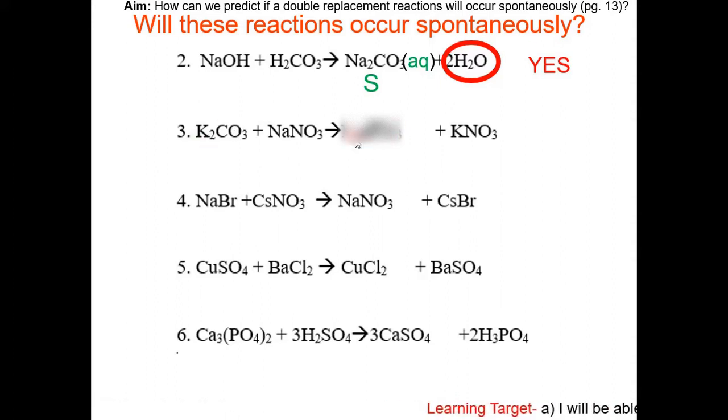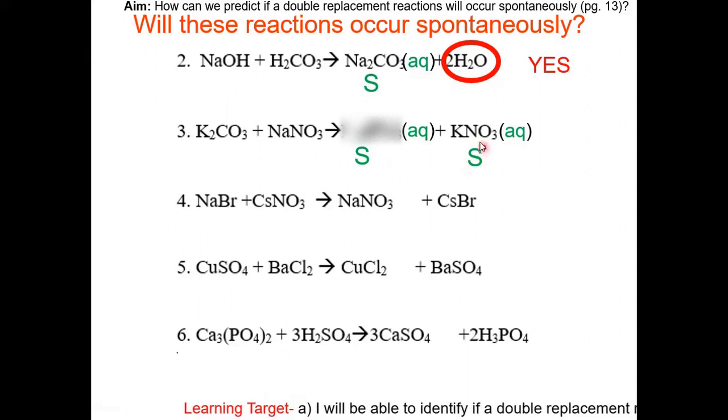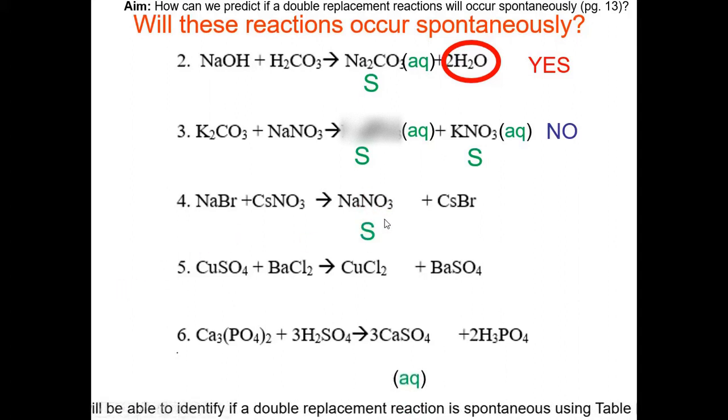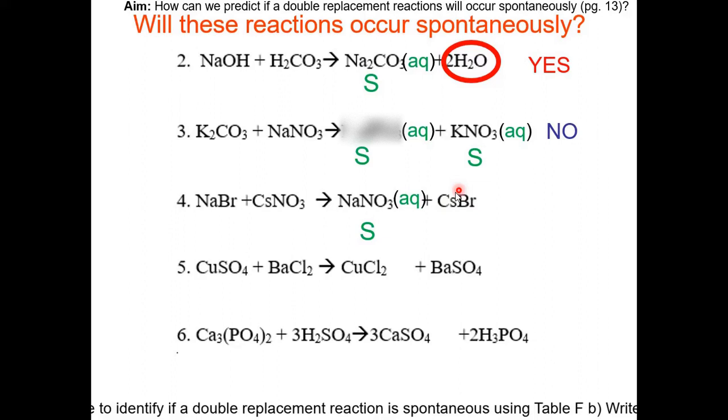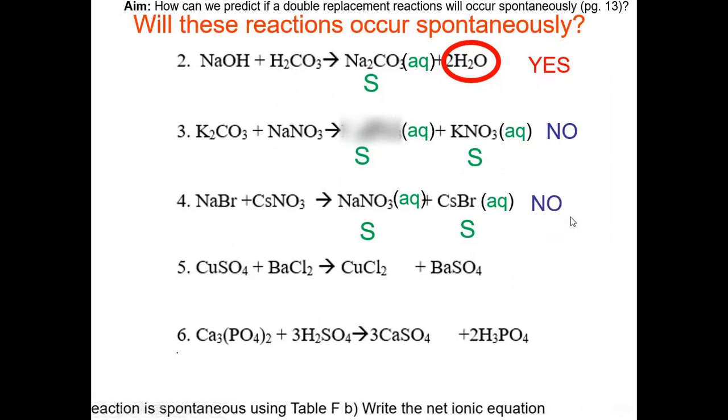For number 3, sodium carbonate is soluble. Potassium nitrate is also soluble. Since both products are soluble, the double replacement reaction is not spontaneous. For question 4, sodium nitrate is soluble. Cesium bromide is also soluble. Since both products are soluble, the double replacement reaction is not spontaneous.